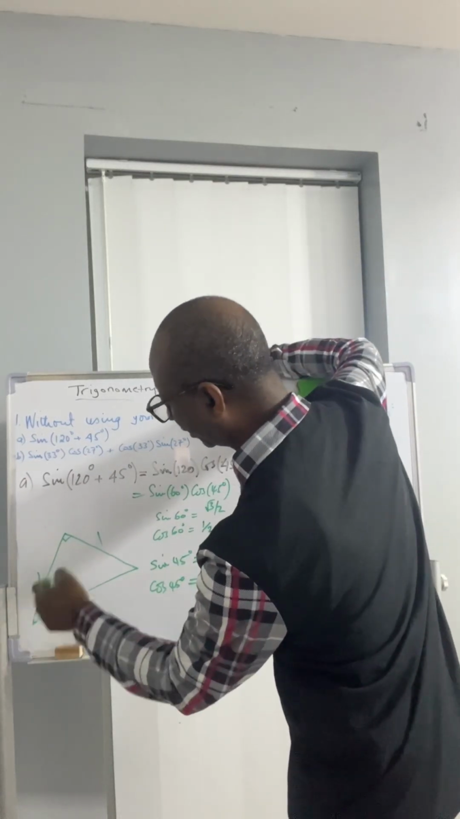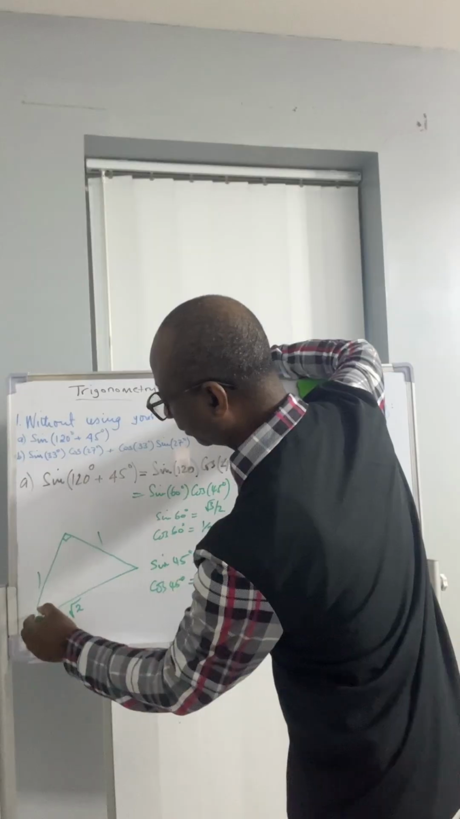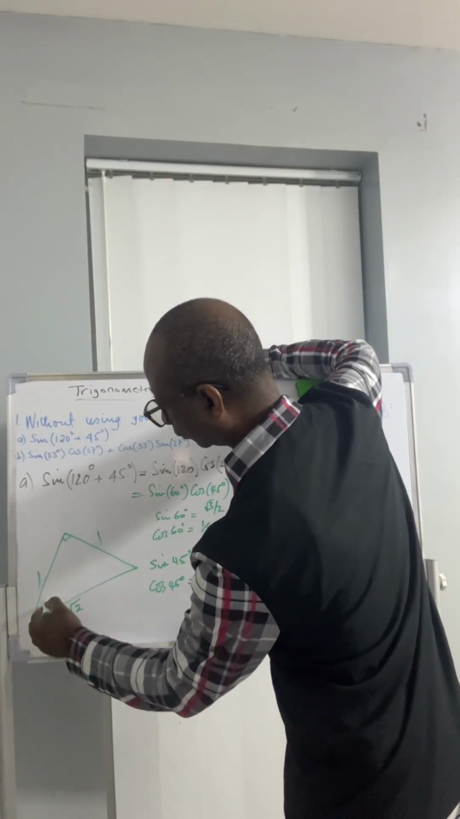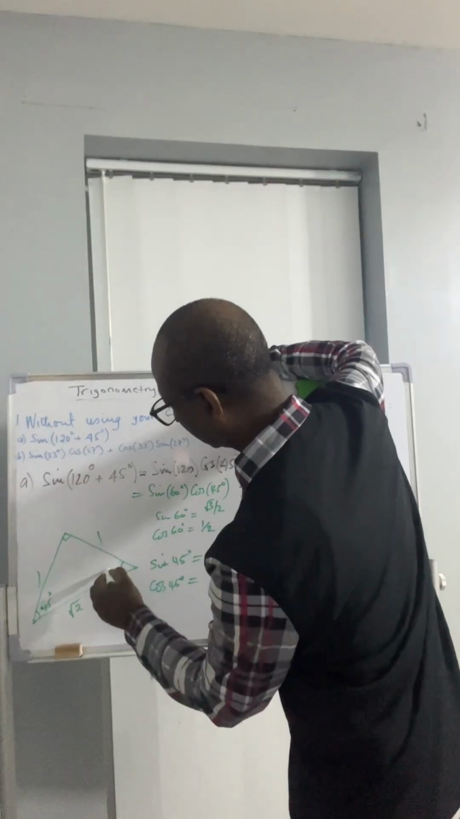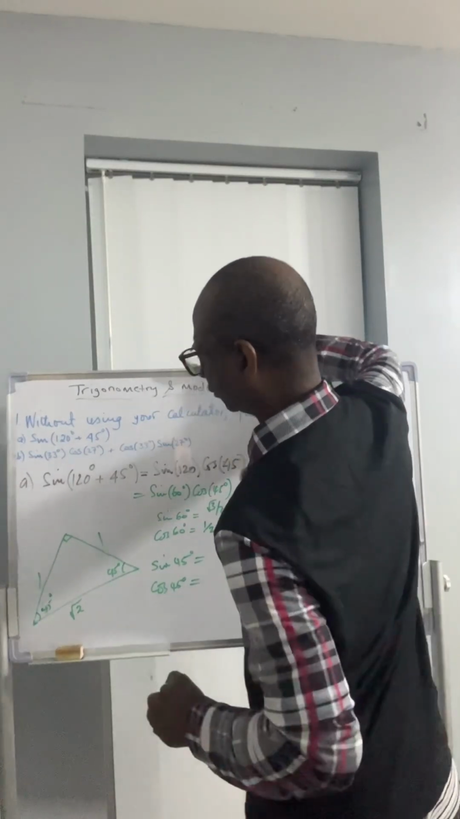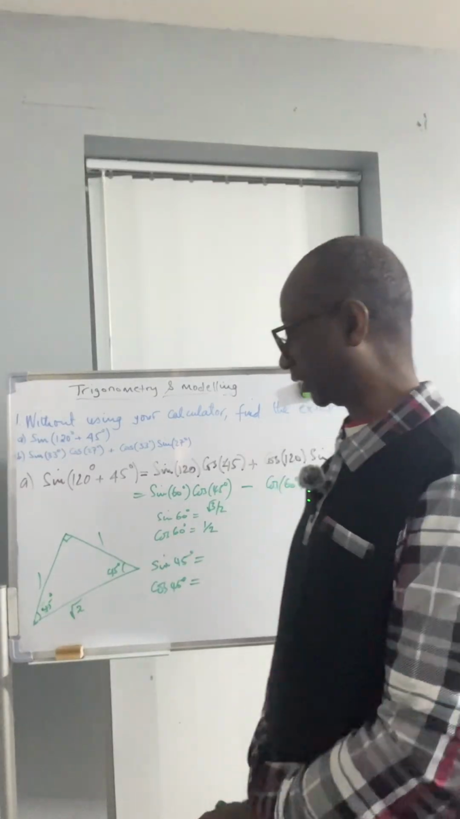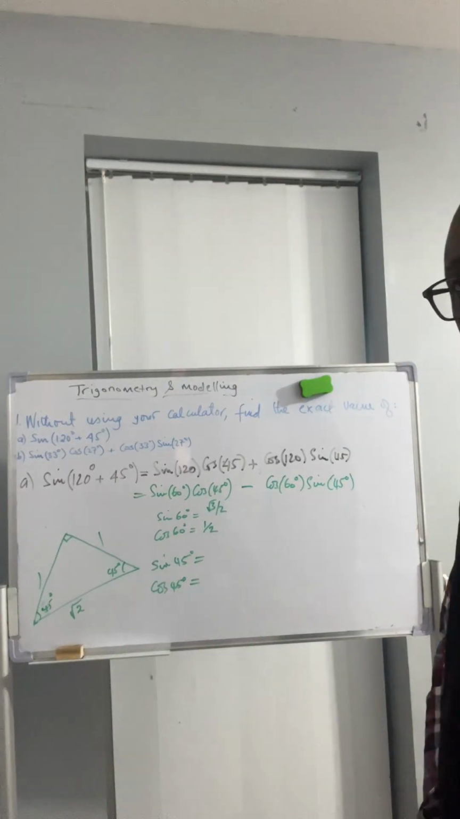So if this is 90 degrees and these two lines are equal, it means here is 45 degrees. 45 degrees. This is 45 degrees. So when you add, you get the sum of 180 degrees for the triangle.